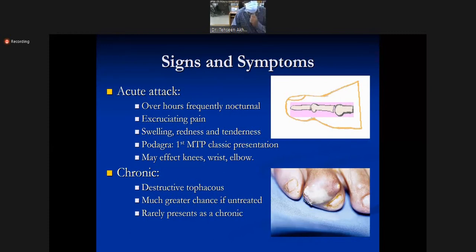Much greater chance if untreated. Rarely it presents as chronic. Most of the time it presents as acute.